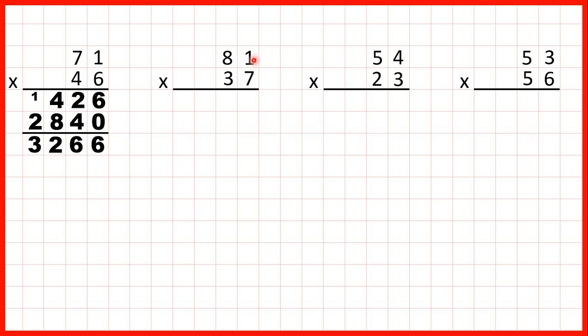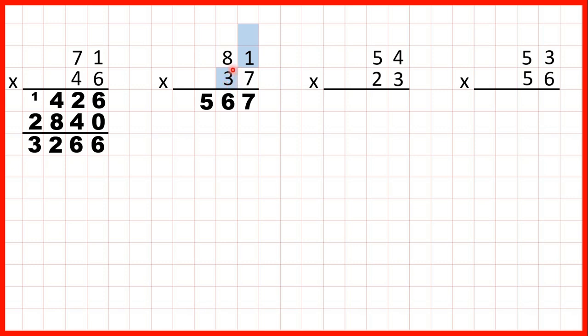Now we have 81 times 37. We start by multiplying our ones digits, and 1 times 7 is 7. So now we need to multiply 8 by 7. That's 56, and we don't have any more digits to the left, so we can just write 56 in our answer line. So now we've multiplied by this 7, so you could cross out the 7, because now we're not going to multiply anything by 7, we're going to multiply 81 by the 3 that's in our tens.